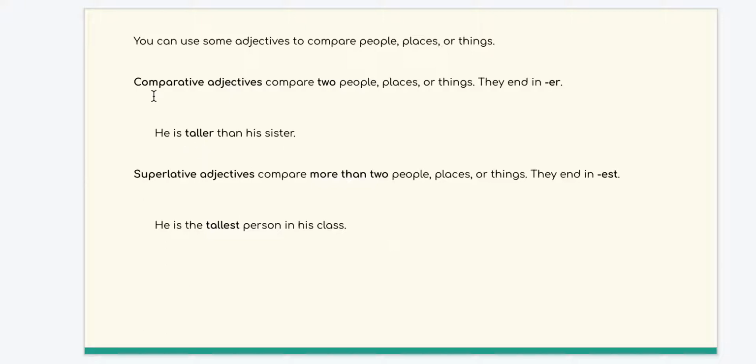And those are our comparative adjectives. It's like we are comparing. Just last week in reading, we talked about compare and contrast. So now we're talking about just comparing two things. So our comparative adjectives are two things that we're comparing.